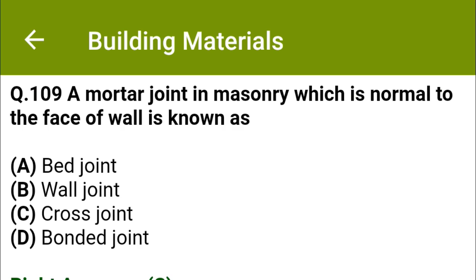A mortar joint in masonry which is normal to the face of wall is known as: option A bed joint, option B wall joint, option C cross joint, option D bordered joint. The correct answer is option C, cross joint.